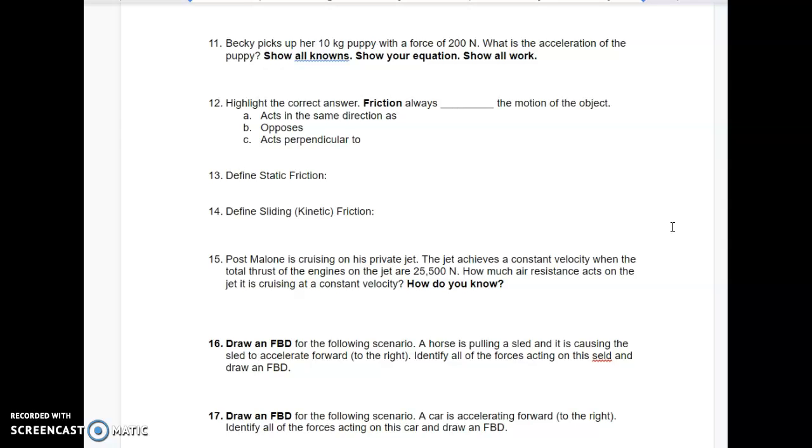Okay, so as these two surfaces come together, they are going to result in a type of friction. This type is known as sliding or kinetic friction. It's for when something is in motion.